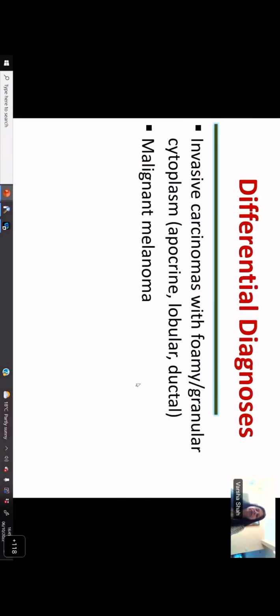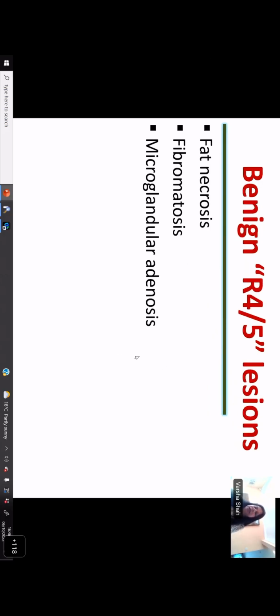And the differential diagnosis will include, because it's an infiltrative type of lesion, invasive lobular carcinoma, which can have granular cytoplasm. One of them would be apocrine carcinoma. Lobular carcinoma can have very granular epithelial-looking cytoplasm, and ductal carcinomas. Rarely, metastatic melanomas can metastasize to breast, and they can mimic granular cell tumor. But all these entities will have atypia, while the benign granular cell tumors should not have any nuclear atypia.